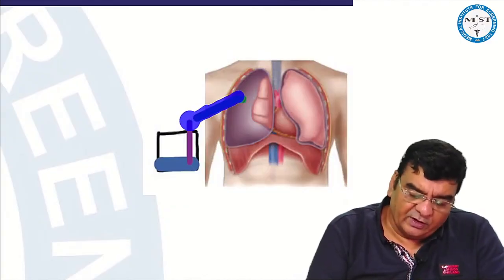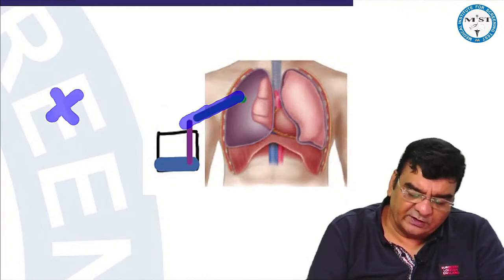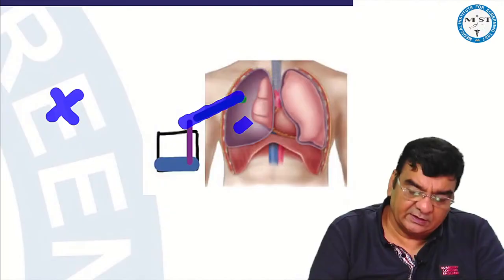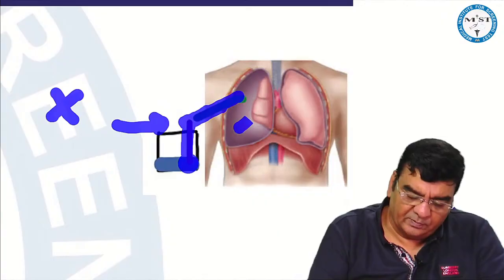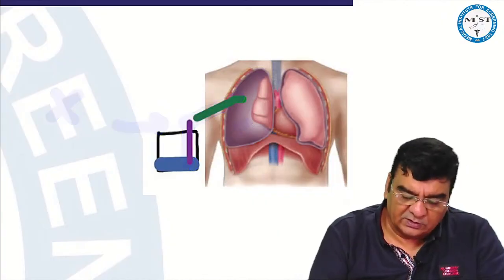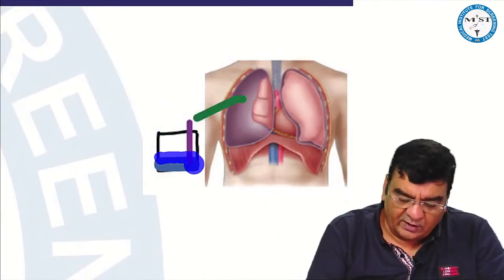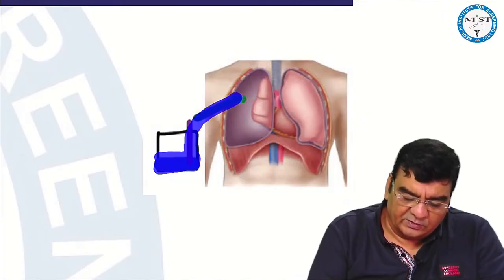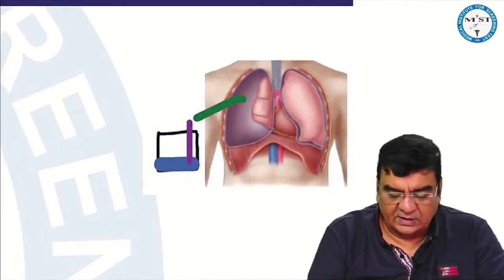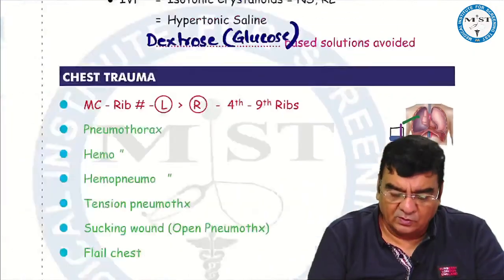We cannot leave the outer end of the tube exposed in the atmosphere because outside pressure is positive and inside pressure is negative. If we just leave the outer end of the tube like that, the outside air will go inside. So the outer end of the tube has to be dipped in a water column. We use a special type of underwater seal bag where we fill 100 ml of normal saline in this bag, and the outer end of the tube is dipped in the water column inside so that outside air does not go inside.